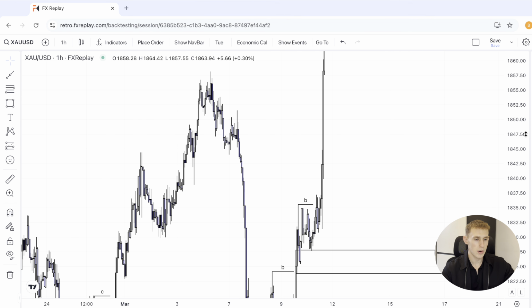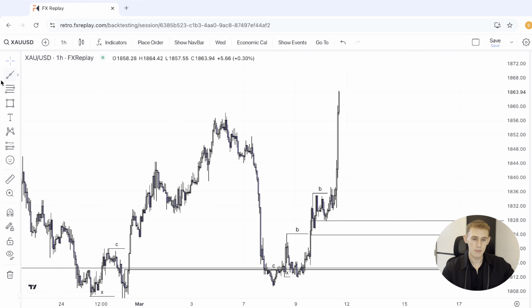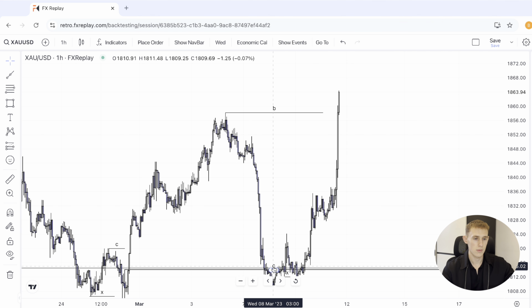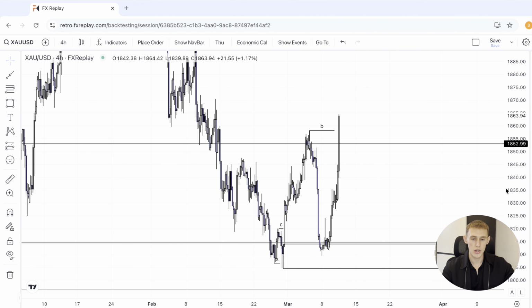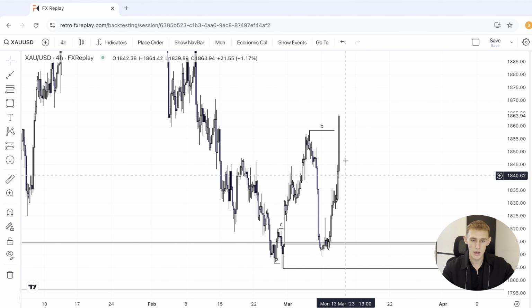There we go. So price has now taken out that external high. So we can now mark this as a breaker structure, and we can also get rid of all of this down here because that's no longer relevant. Okay, so very clearly price is bullish if you just look at all of the momentum coming into the market.